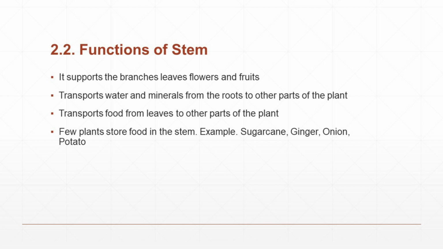Next point is that it transports the prepared food from leaves to other parts through the stem. Here the food is transported only through the vascular bundle called phloem. Phloem transports food to different parts of the plant. In some plants, the stem can store food, for example, sugarcane. Already you learned about underground stems, that is onion, ginger, potato, etc.